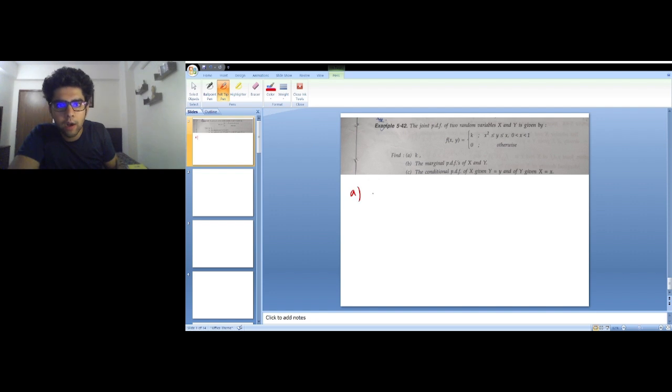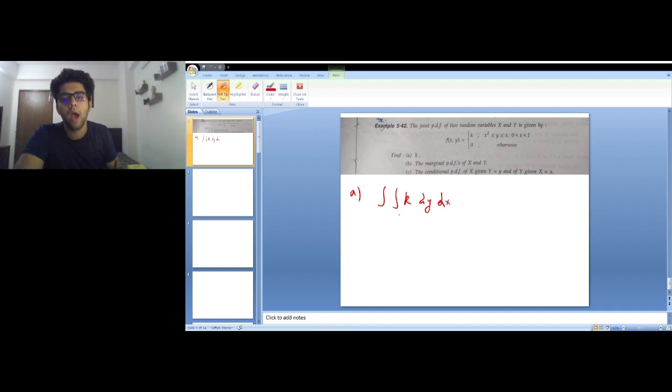right? So the first part, what I need to do is I'll just integrate the joint PDF over the limits of y and x, and I'll equate it to 1, right? So basically the area under the curve should be equal to 1. So my PDF is k, and let me take this as dy and this as dx, right?